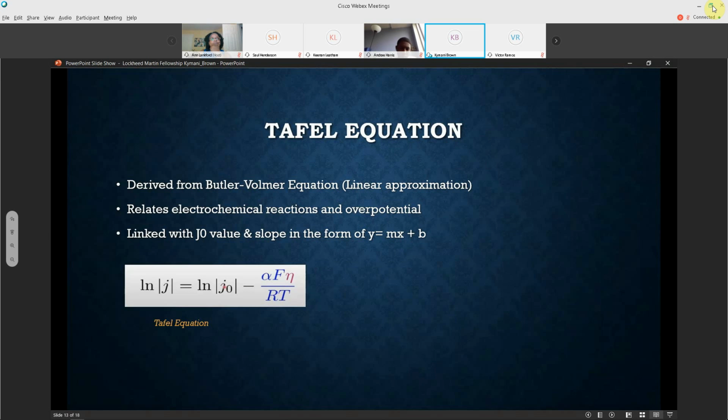Earlier, I mentioned the Tafel equation. This is derived from the Butler-Volmer equation, which is a linear approximation, which provides a point or a location for every single point along the curve of either the cathodic or anodic scan. It relates electrochemically the reactions and the overpotential. Overpotential being basically the cell voltage efficiency, and it is linked with the j naught value and the slope in the form of a line equation, which is y equals mx plus c.